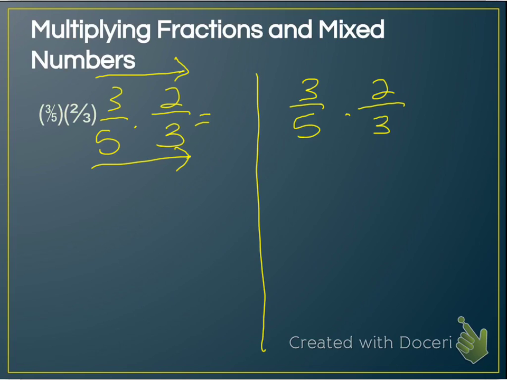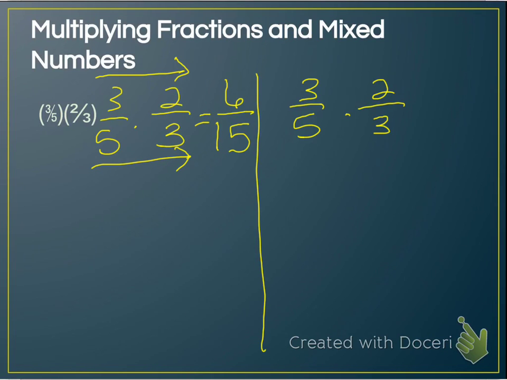Numerators are the numbers that are in the top part of the fraction. They're telling us what part of the whole we're referring to. The denominators are in the bottom of the fraction, and that tells us how many parts are in the whole or how many parts are in the set. So all we then have to do is multiply across. 3 times 2 is 6, and 5 times 3 is 15.